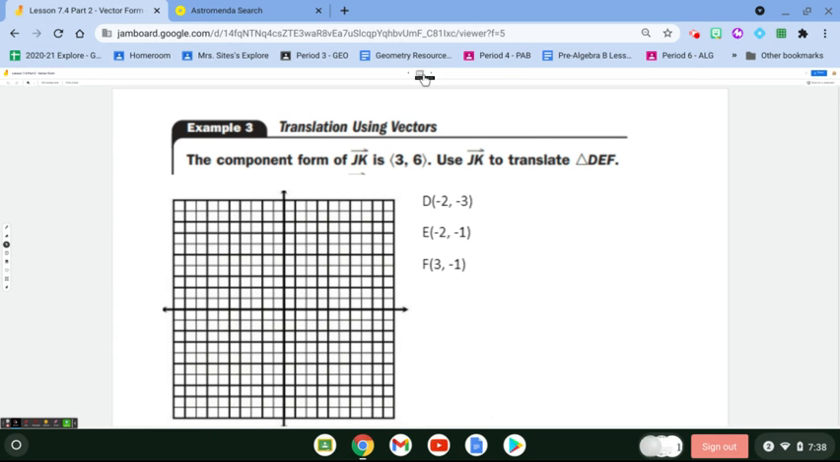Okay, now what we're going to do is use the component form to help us translate a triangle. So triangle DEF, we're going to plot that right now. Let's pause our video and take a moment to plot triangle DEF using these coordinates. Okay, so I've plotted triangle DEF. This is the original, the pre-image. If I take a look at my vector, the horizontal component and the vertical component right here are 3, 6. So the horizontal component is 3 units, which means that I would be sliding this 3 units to the right.